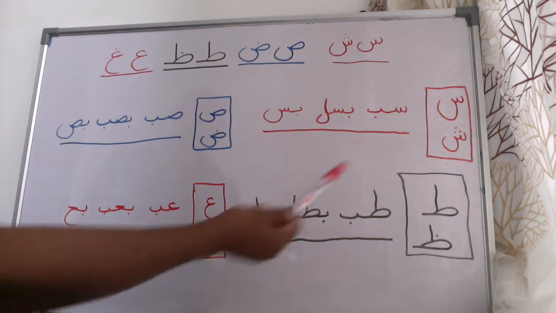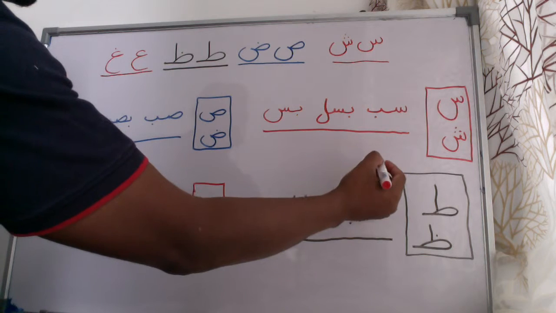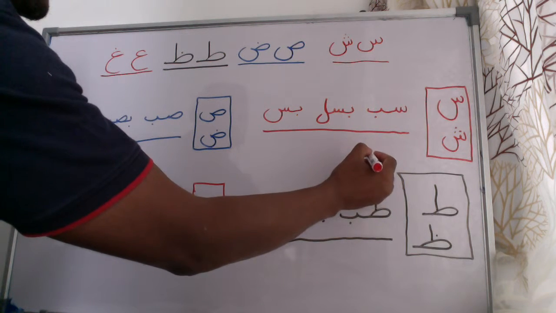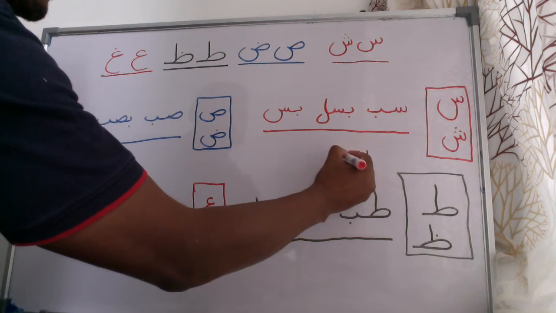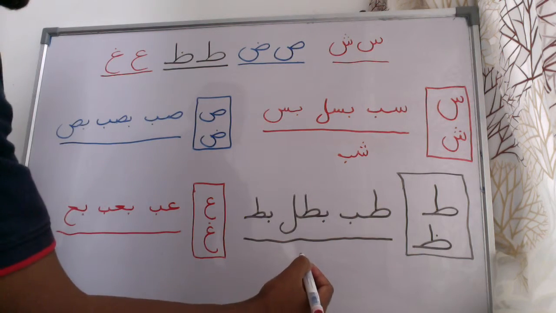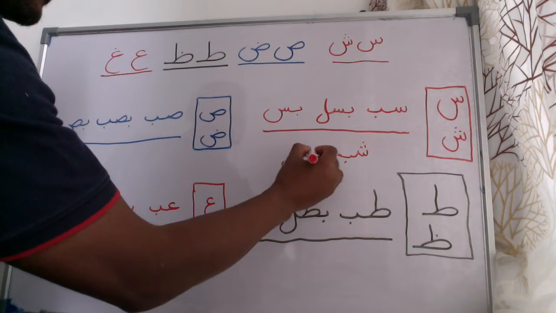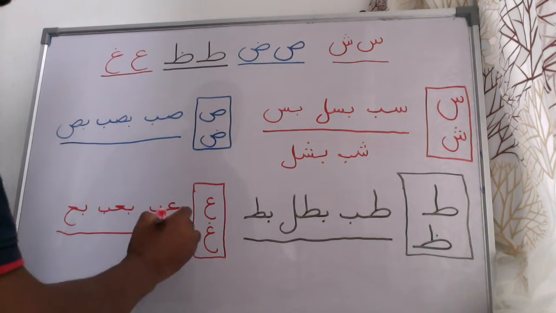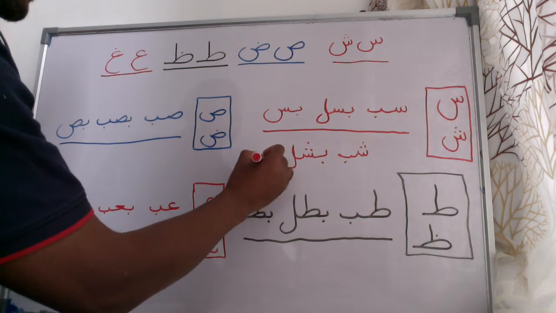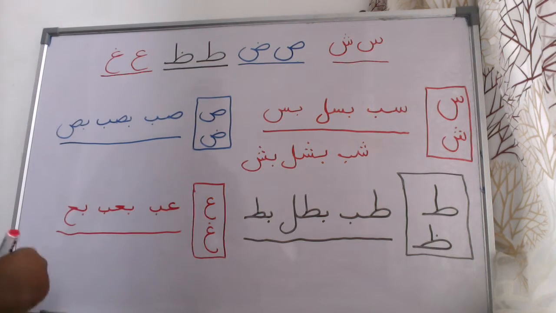The only difference, if it was a shin, you would see the dots. For example, if it's in the beginning like this, the three dots. If it's in the middle, the three dots there. And if it's in the end, the tail comes back, and you have the three dots there.